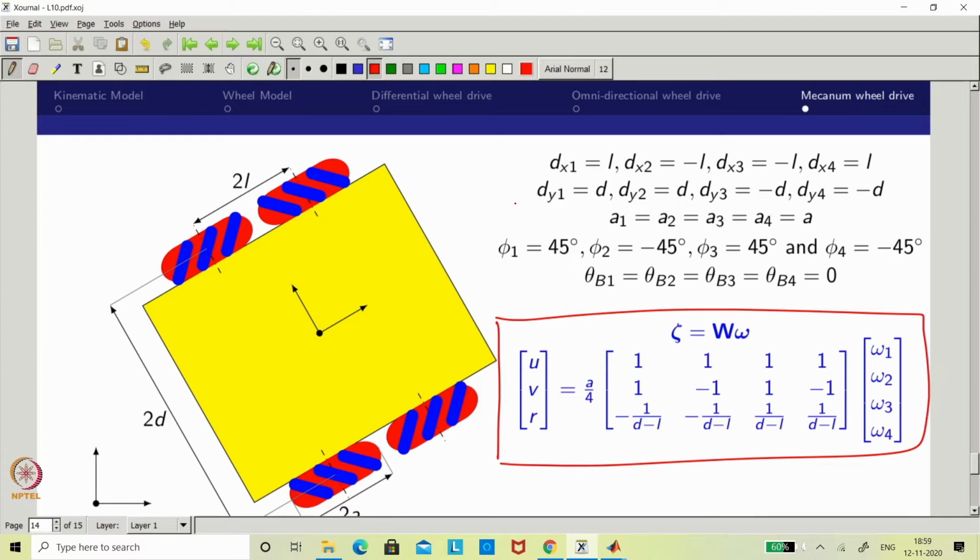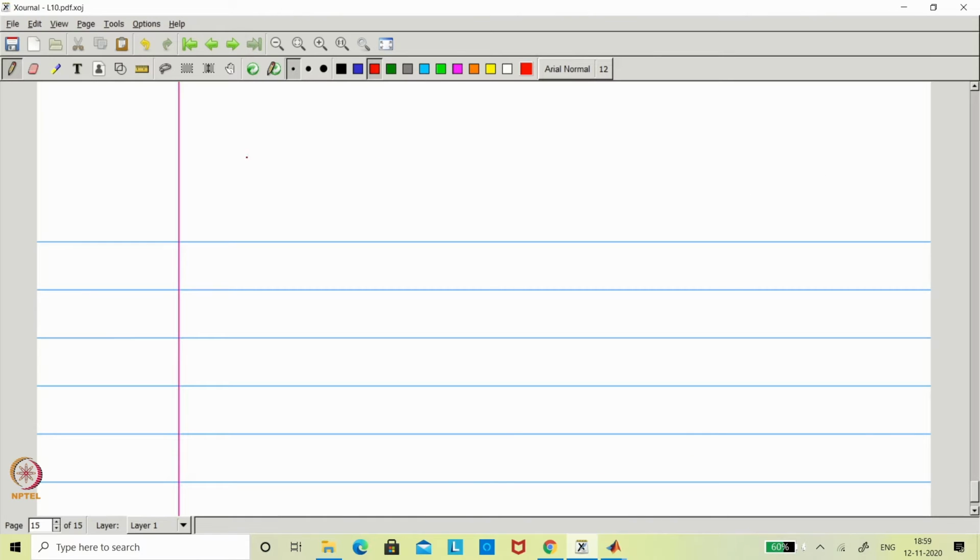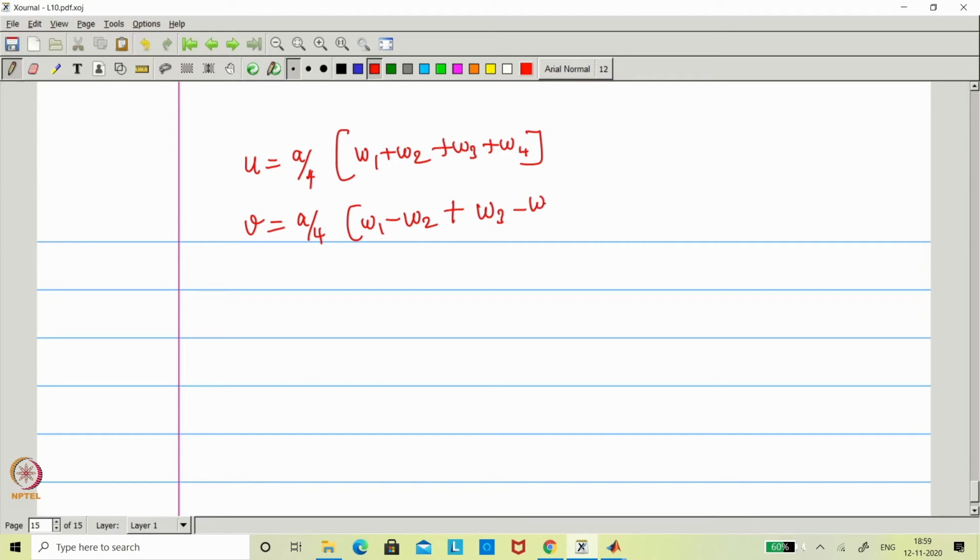For that, I am taking one blank page so I can rewrite this equation. If I write u in terms of omega 1, omega 2, omega 3, omega 4, this would be a by 4 times omega 1 plus omega 2 plus omega 3 plus omega 4. Then the other equation, v, is a by 4 times omega 1 minus omega 2 plus omega 3 minus omega 4.